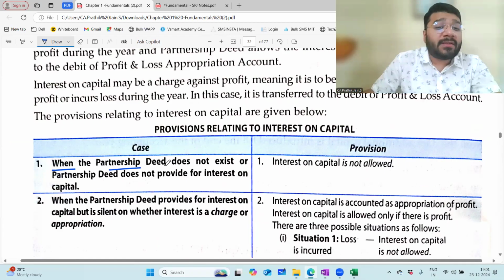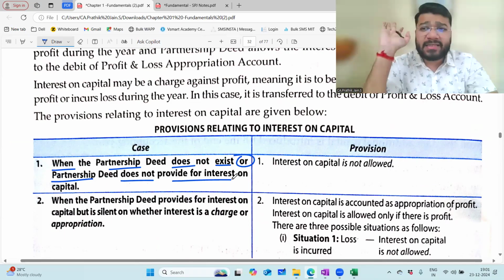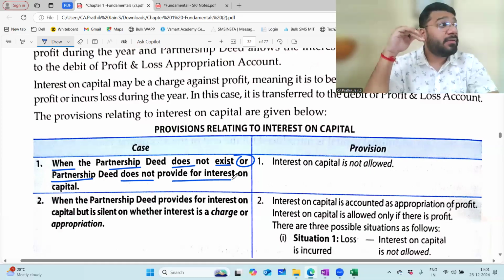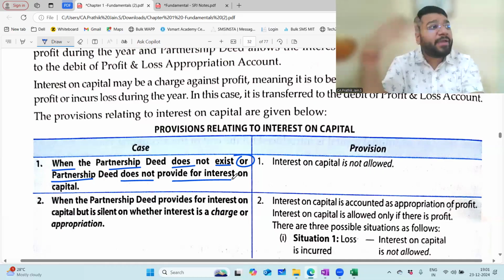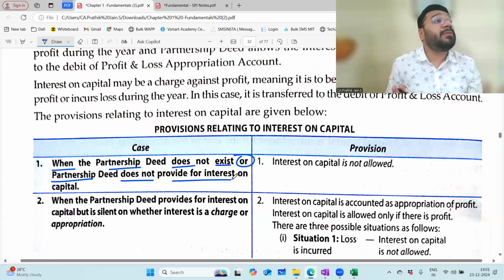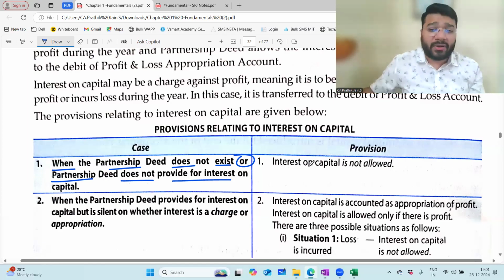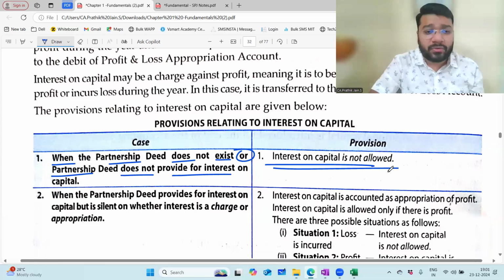When the partnership deed does not exist, or the partnership deed does not provide for interest on capital, that is one. Or the deed is there and provides interest on capital, but they forgot to mention the percentage. You say give IOC, but the percentage is not mentioned, so what will I give? It's still a question mark, no? So whenever there's a question mark, what are you supposed to do with interest on capital? Not allowed. No interest on capital. Interest on capital is not allowed. Okay, wonderful.